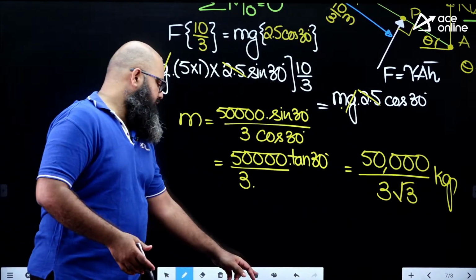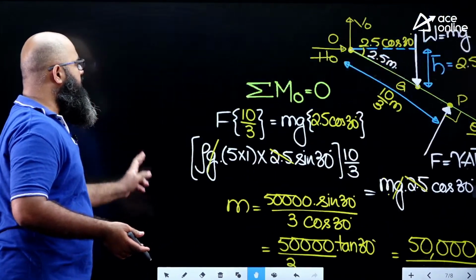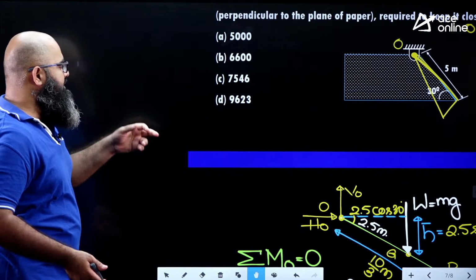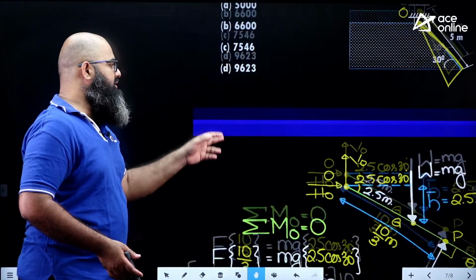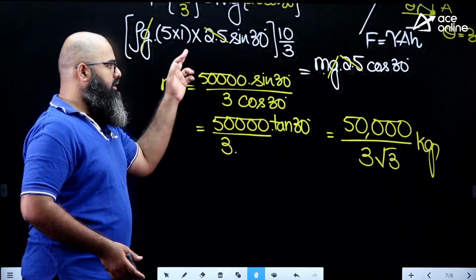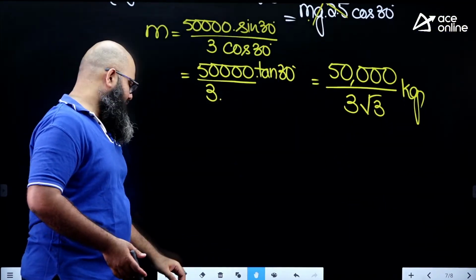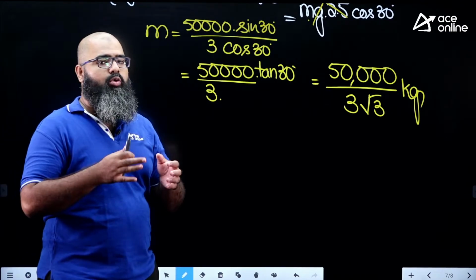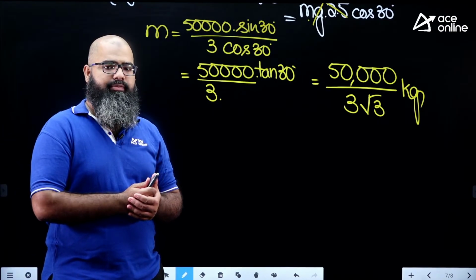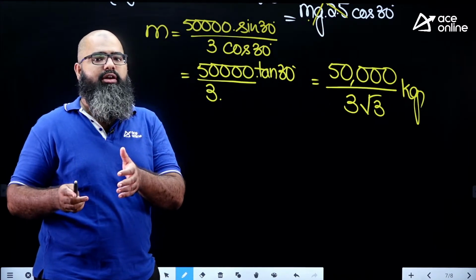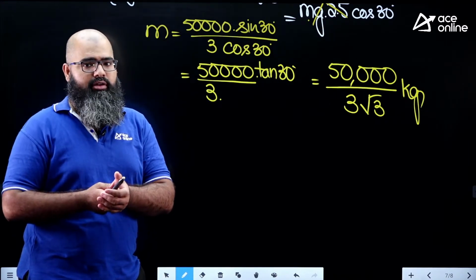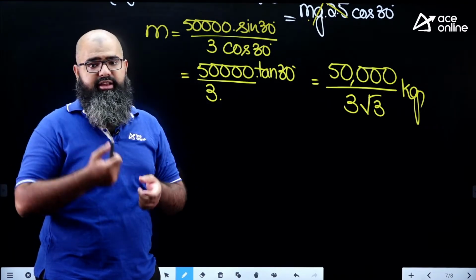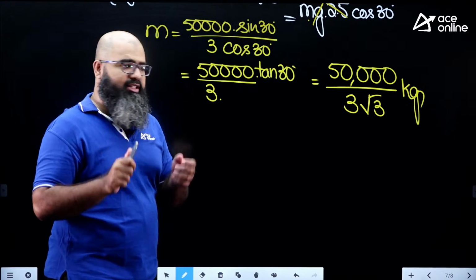If you look at the options, you may as well avoid the calculator. 5,000, 6,600, 7,546, 9,623. You can make a decent guess. It's important, especially if you are preparing for IES, to avoid the calculator as much as possible. You don't have to get the exact answer, you have to get the correct option. No one is demanding the correct number from you; they are demanding the correct option in IES. There's a difference between these two things.